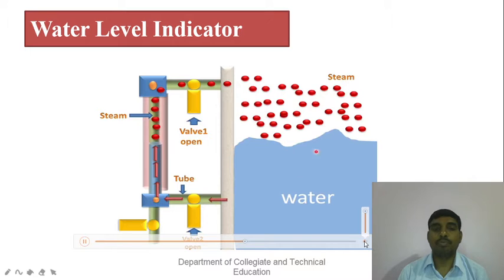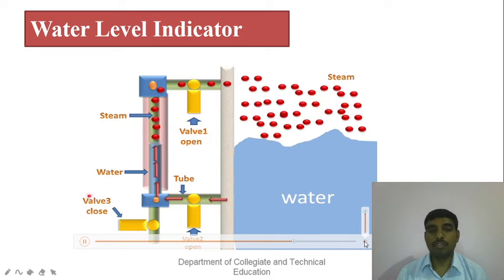When valve 2 is open, then water will go into the tube and take its place. Steam and water in this shell are in half condition. So the water level indicator shows us that water and steam are each half scale, steam acquiring half the space and water also half the space. So the water level indicator shows us what is in the boiler shell, how much quantity of water and how much quantity of steam we will see here. Valve 3 will always be closed, and when this valve is open, it is used for cleaning purposes of the water level indicator.